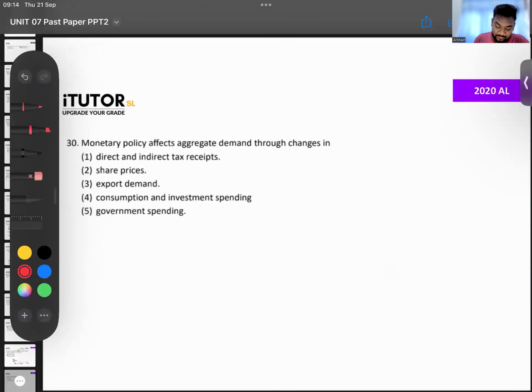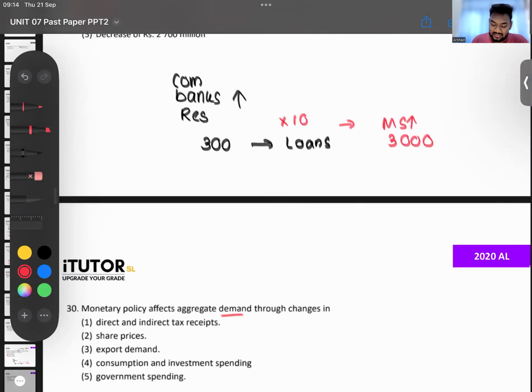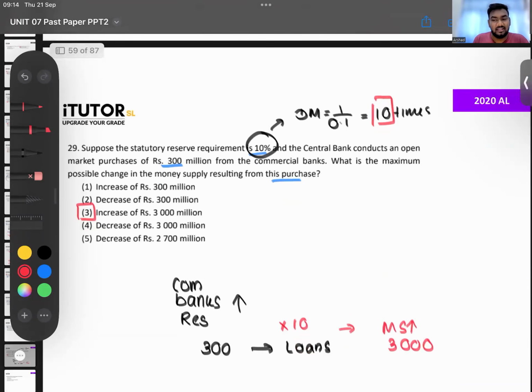Okay, this is easy, guys. Monetary policy affects aggregate demand through changes in what? Direct and indirect taxes. Yes, going back to 29, they've asked for the change in money supply. So money supply will go up by 3,000. Currency held by public is not affected. Money supply is CC plus DD. When the central bank purchases treasury bonds, reserves go up. Demand deposits will go up as loans are given out. CC is not affected. So M1 equals CC plus DD.